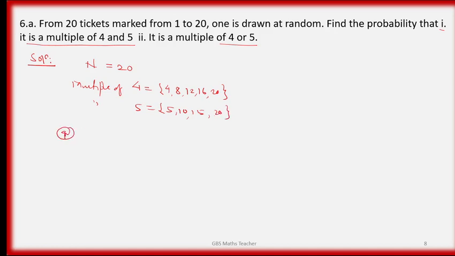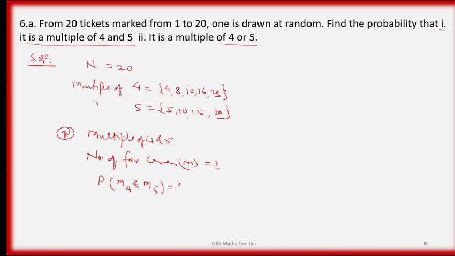And the first case: multiple of 4 and 5. In this case, the number of favorable cases, if we suppose m, multiple of both 4 and 5 is only 20, that is 1. So probability of getting a multiple of 4 and multiple of 5 equals m over n equals 1 by 20.